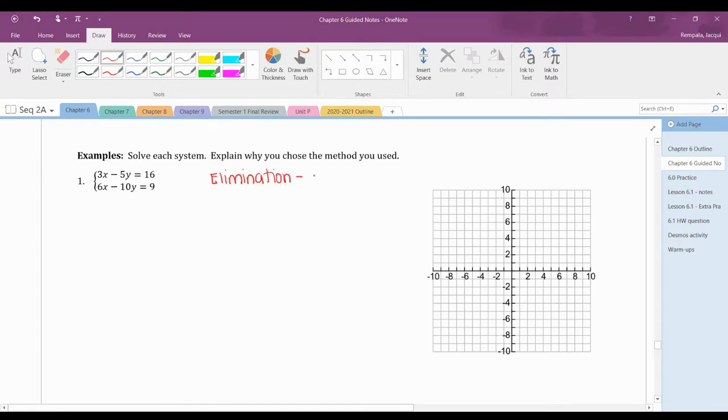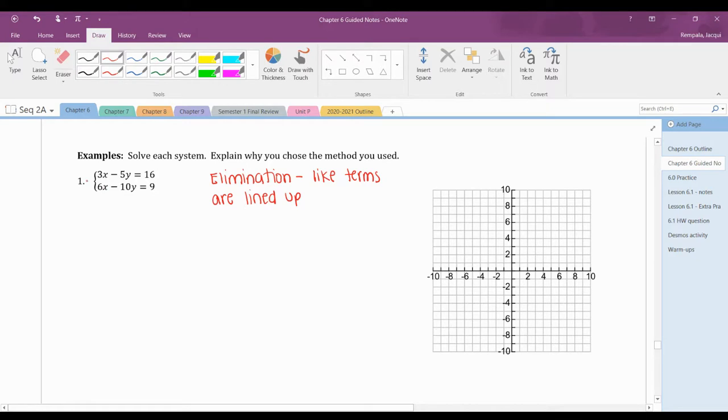And so the reason why I'm choosing elimination is because the like terms are lined up. So that's really the gist of that one, okay? Like terms are lined up. So now I'm going to actually solve it, but I've explained why I'm choosing the method I'm choosing.